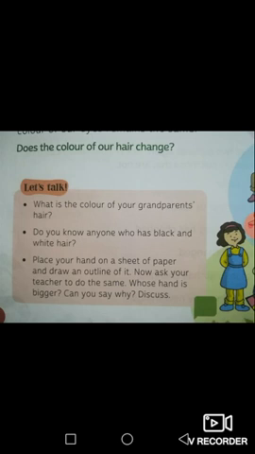Next, place your hand on a sheet of paper and draw an outline of it. Now ask your teacher to do the same. Whose hand is bigger? Can you say why?